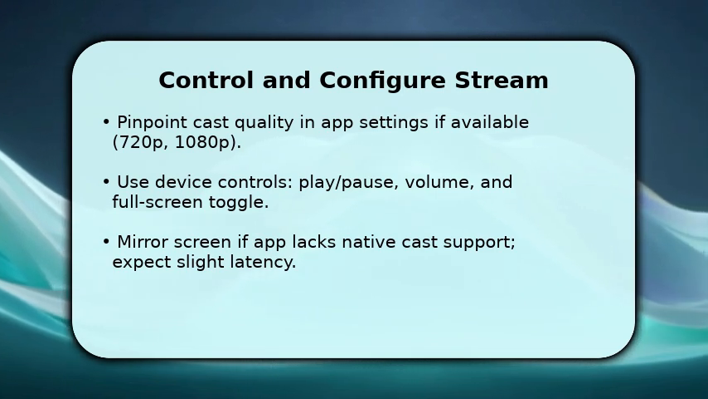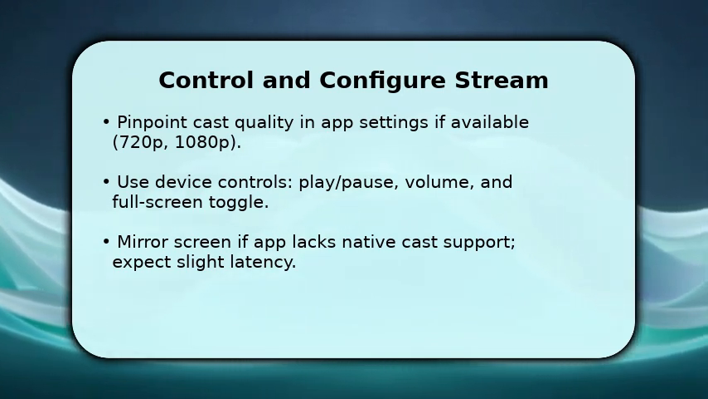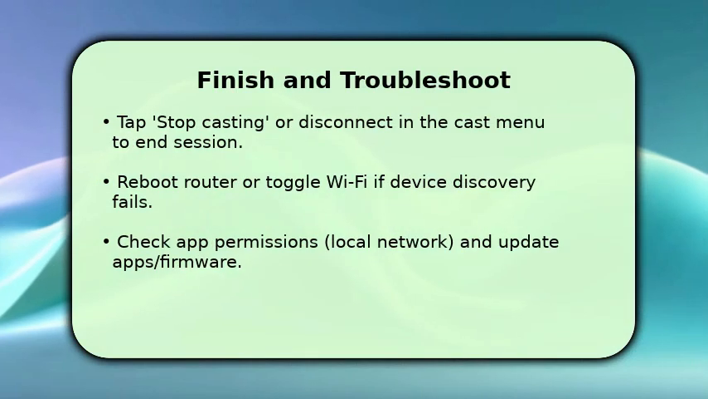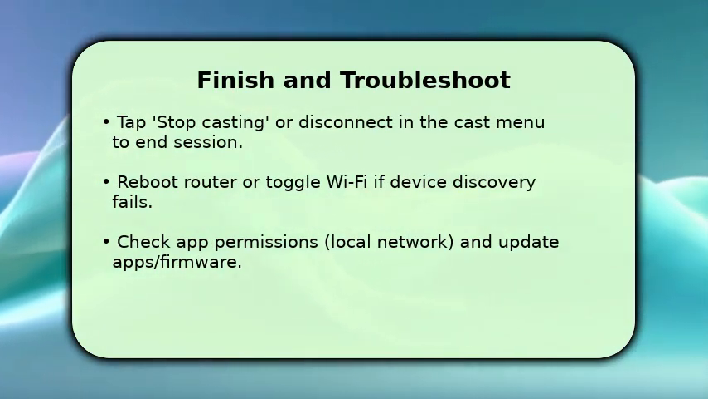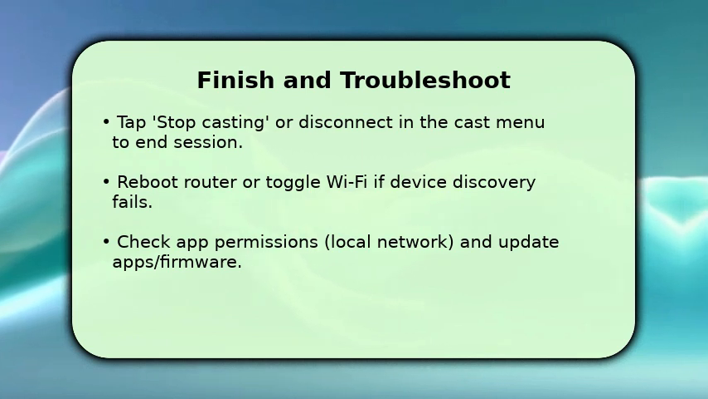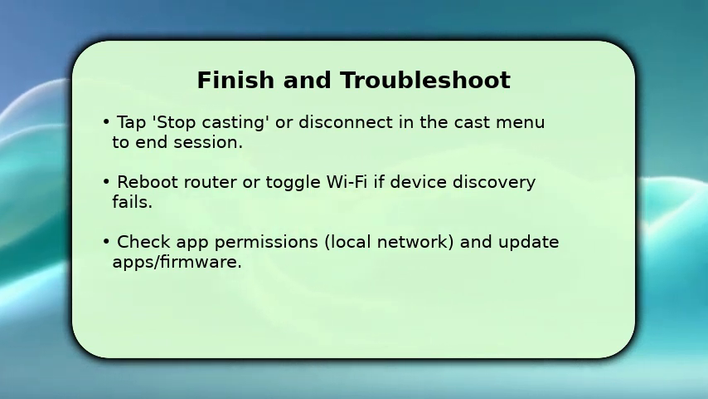To finish, you should stop casting from the phone's cast menu or close the app. This cleanly releases the receiver. If devices fail to appear, reboot the router, toggle Wi-Fi on the phone, and restart the casting device. This resolves most discovery issues.